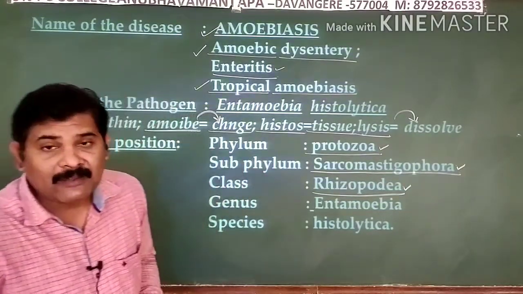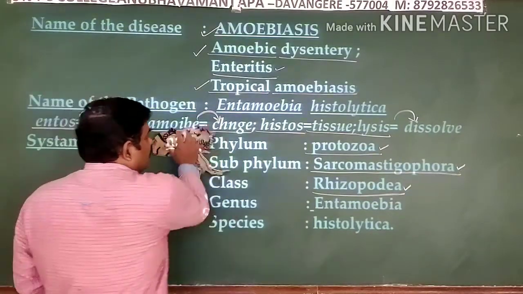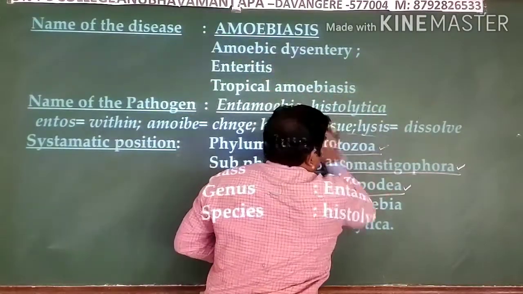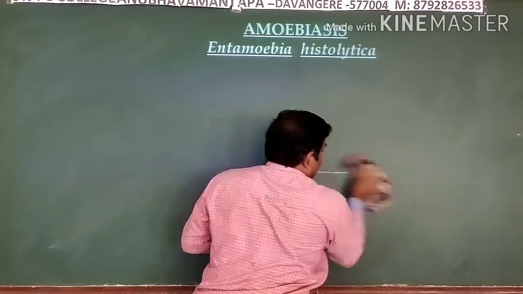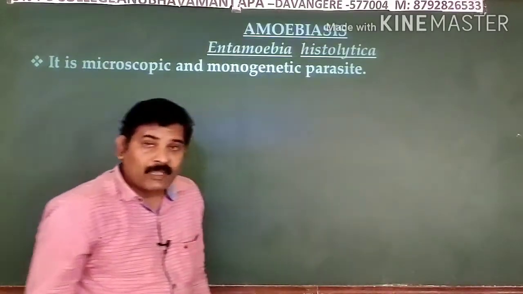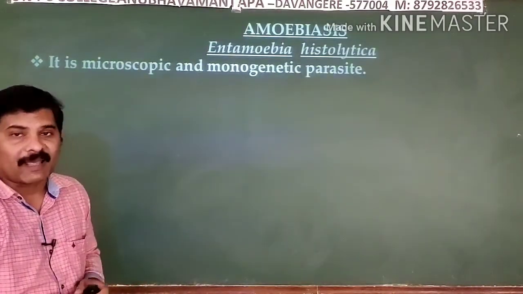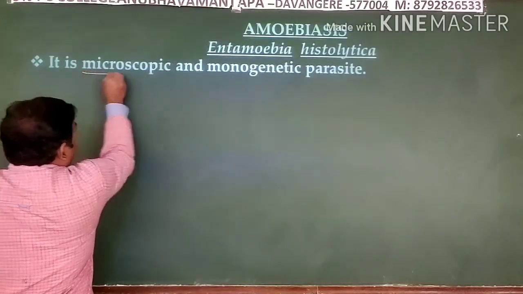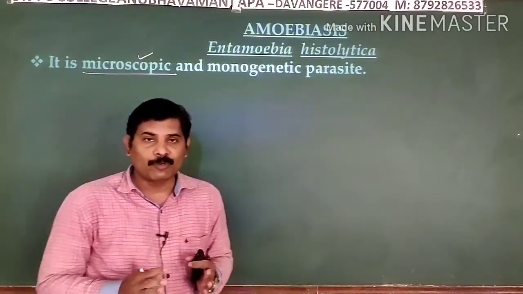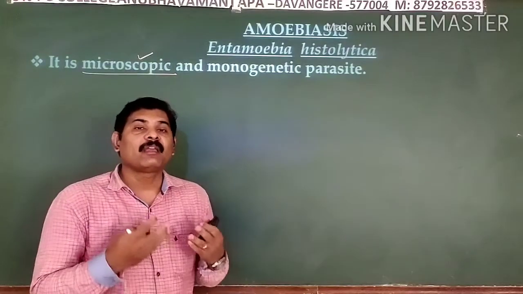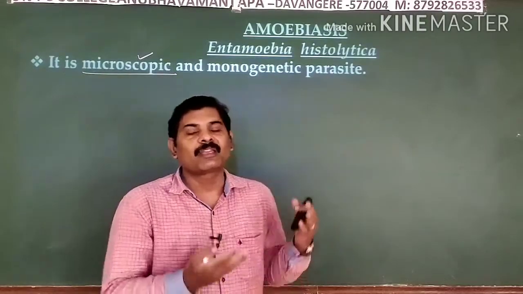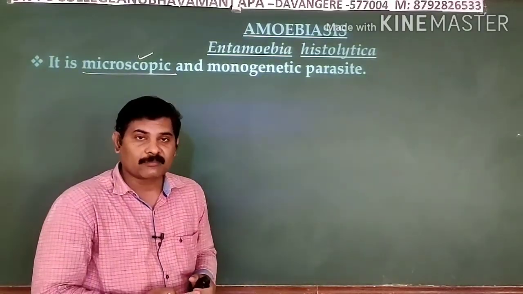I will give you some general information, the general characteristic features of this Entamoeba histolytica, in a detailed way. Let us see that now. This Entamoeba histolytica is a microscopic as well as a monogenetic parasite. This is an important point. Microscopic means it is not visible to us with our naked eye directly. With the help of a compound or electron microscope only you are able to see this.